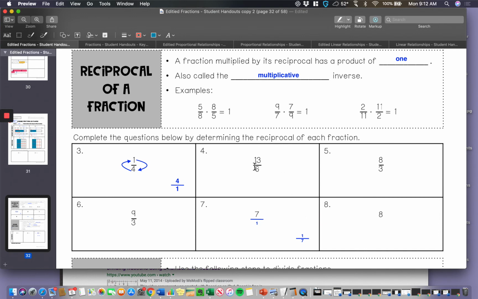So basically all you're going to be doing is flipping these fractions and writing them down in the bottom right corner.